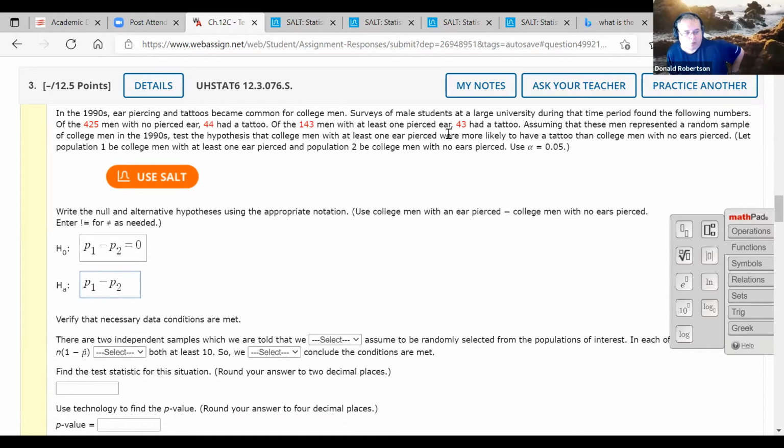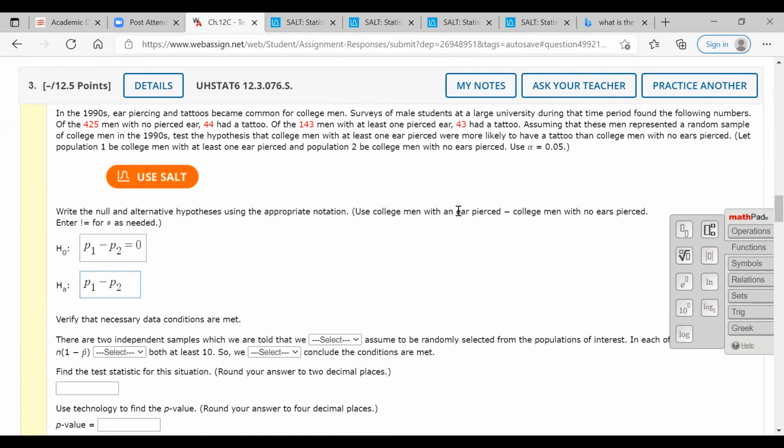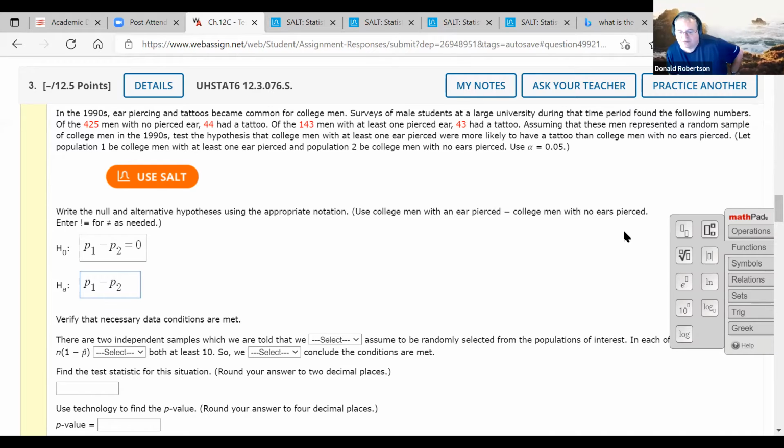Well, who are we going to call one and who are we going to call two? Now, I'm not saying this one is switched around. I'm just saying be careful because sometimes they do switch it around. It doesn't mean that they do it to every question. Okay. Well, number one will then be the ear pierced, and number two will be no ears pierced.